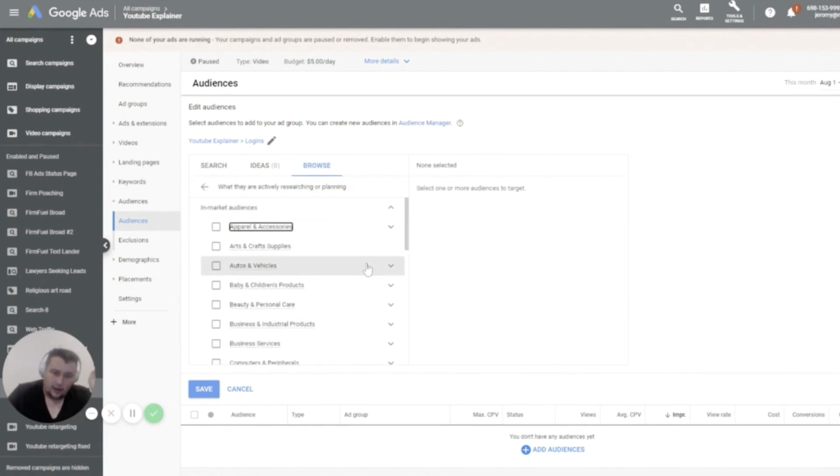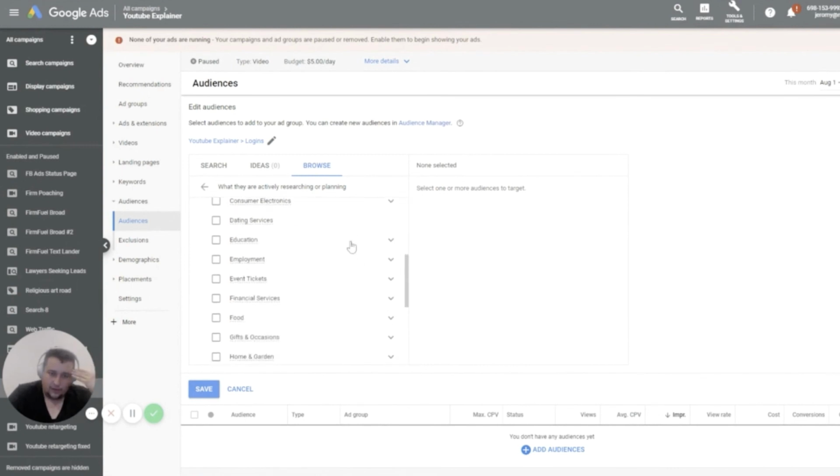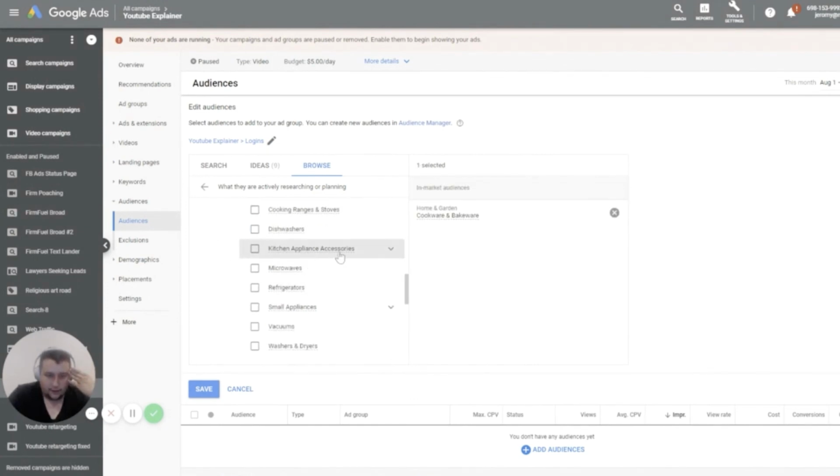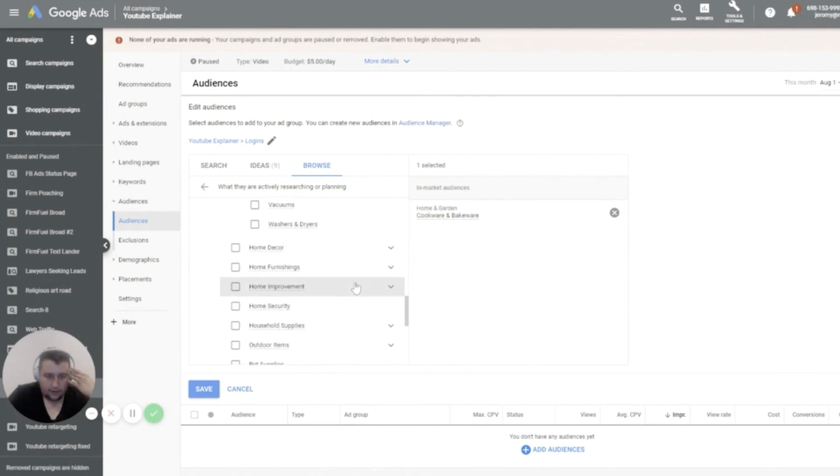Again, going with the coffee press example, right? Maybe I'm going to do cookware and bakeware, right? Or home appliances. No, nothing there. Home furnishings.